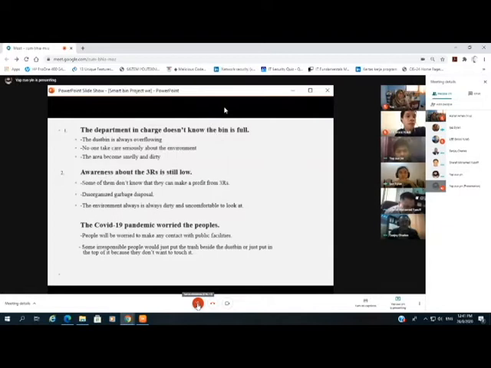Second point, you talk about awareness about the 3R is still low. Okay, awareness. When we talk about awareness, I still thinking in what area called awareness ke sini. What is the problem? What is the issue? If you cakap pasal low, it's too general.